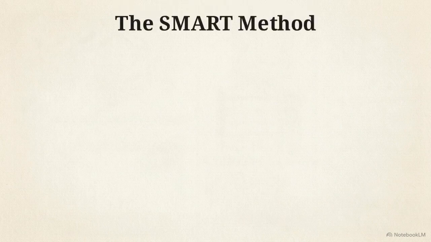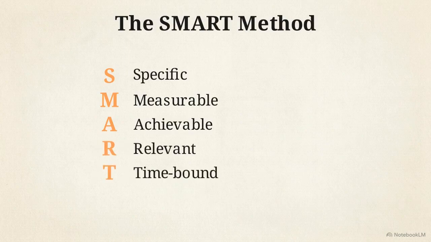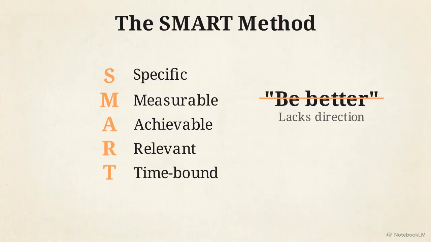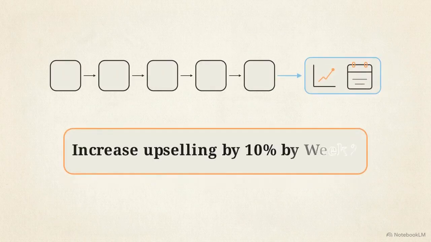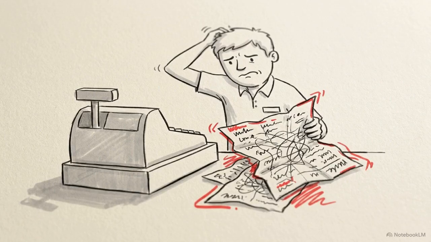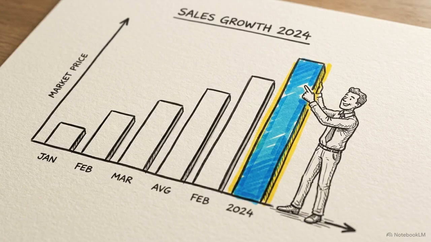To translate values into team growth, you need the SMART goal method. Every goal must be specific, measurable, achievable, relevant, and time-bound. Telling a team to be better lacks direction. Watch how SMART gives structure. Increase upselling by 10% by week 2. Ambiguous goals create frustration because employees never know if they are actually succeeding. The SMART framework strips away the guesswork, leaving you with an unarguable objective metric to hold the team accountable.